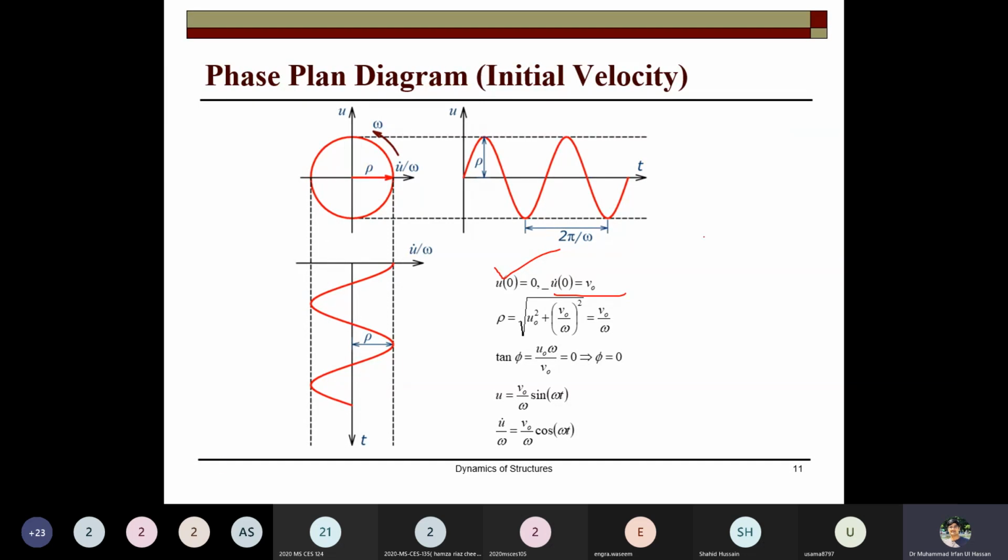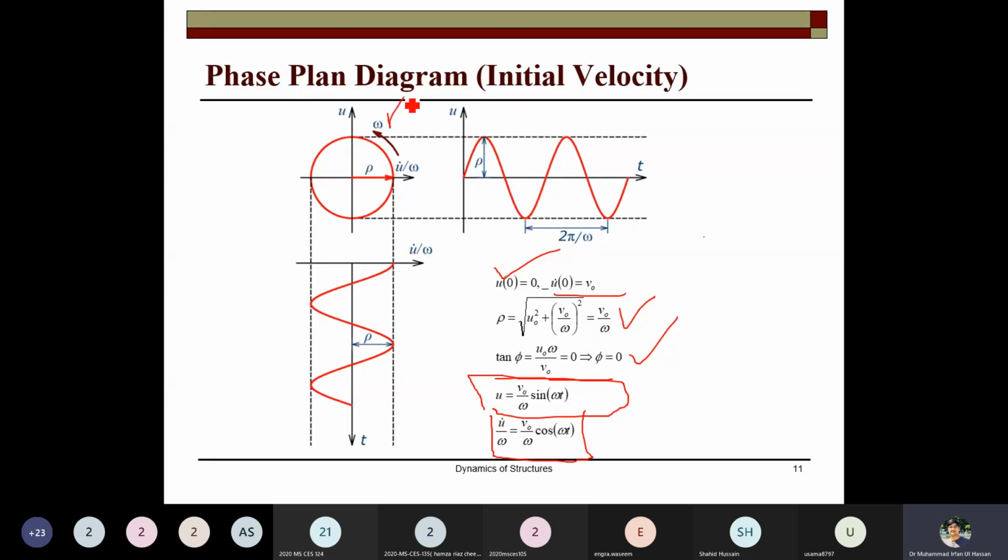Amplitude can be computed as rho equals the square root of U naught squared plus (V naught over omega) squared. You know that, and the answer is only V naught over omega. And similarly, you can compute the angle, because tangent phi will be 0, so the phi angle will also be 0 in this case. And the next one is U. The response of the system will be this, and the derivative of that U is this answer.